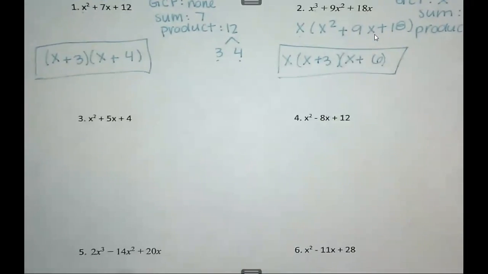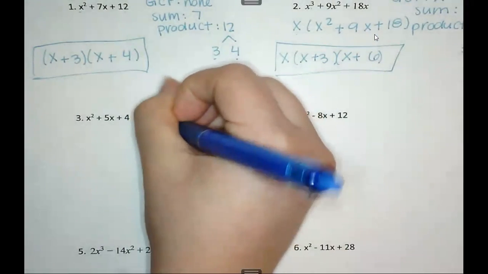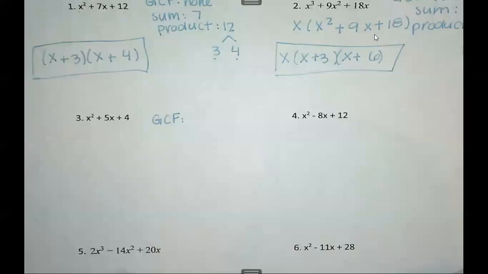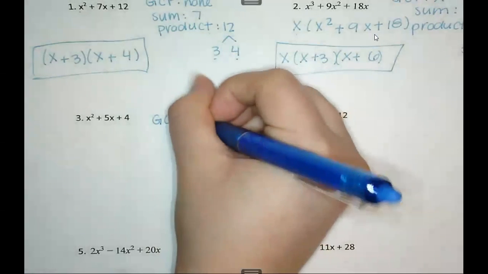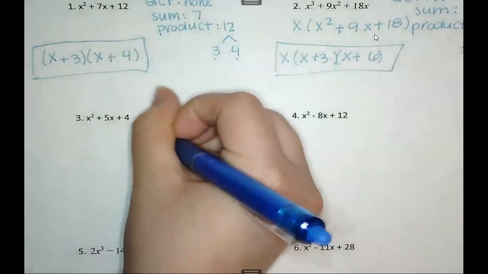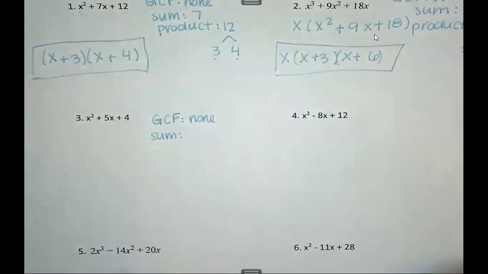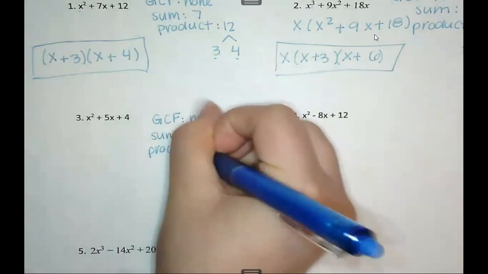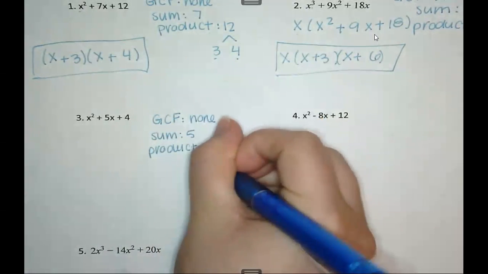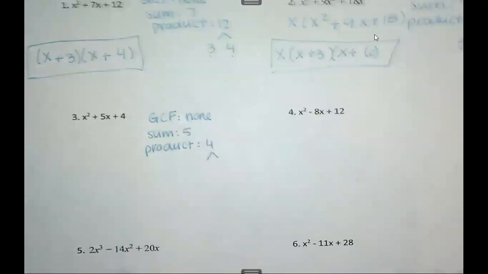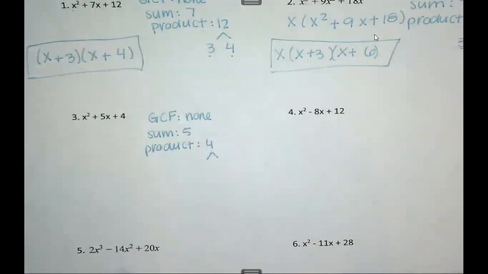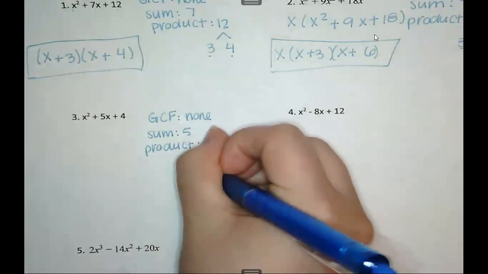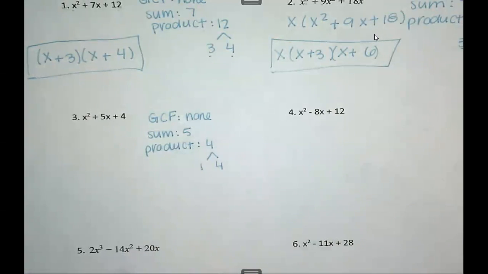Okay, number 3. I look for my GCF, and there is not a number or a variable, so no GCF this time. So then my sum is my middle number 5, and my product is my last number 4. So I need something that multiplies to give me 4 and adds to give me 5. Well, 2 times 2 will give me 4, but 2 plus 2 does not give me 5. So I have to use 1 and 4. 1 plus 4 will give me 5, and 1 times 4 will give me 4.